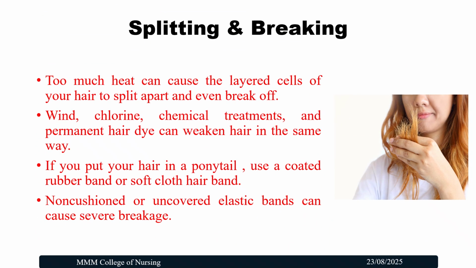How to care for splitting and breaking of the hair. So first, too much heat can cause the layered cells of your hair to split apart or even break off. Wind, chlorine, chemical treatment, and permanent hair dye can weaken hair in the same way. If you put your hair in a ponytail, use a coated rubber band or a soft cloth hair band. Non-cushioned or uncovered elastic bands can cause severe breakage of the hair.